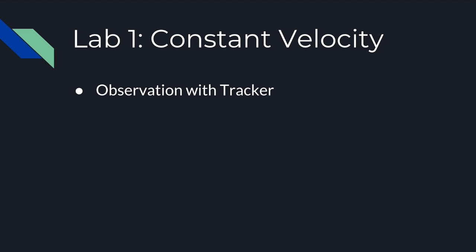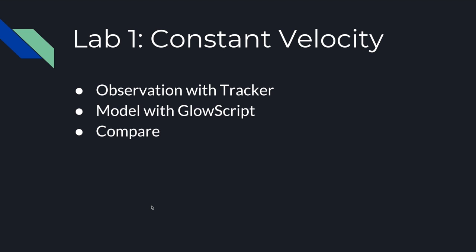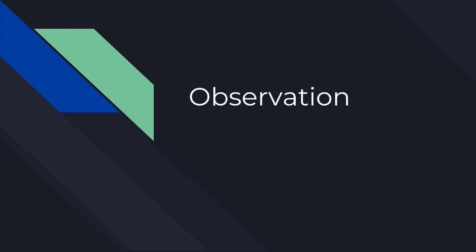First, we will discuss our recorded observation and data collection process using Tracker. Next, we will apply the momentum theory to our system to predict the object's motion to create a model using GlowScript. Then, we will compare our model to our observation and discuss the similarities and differences between the two. Finally, we will answer some final discussion questions and conclude. So let's begin with our observation.